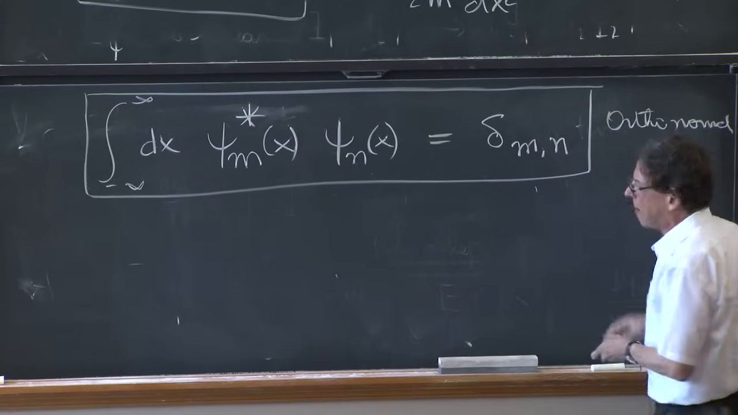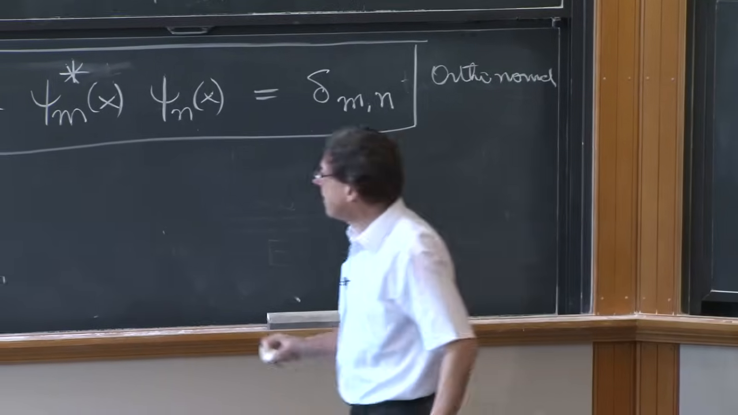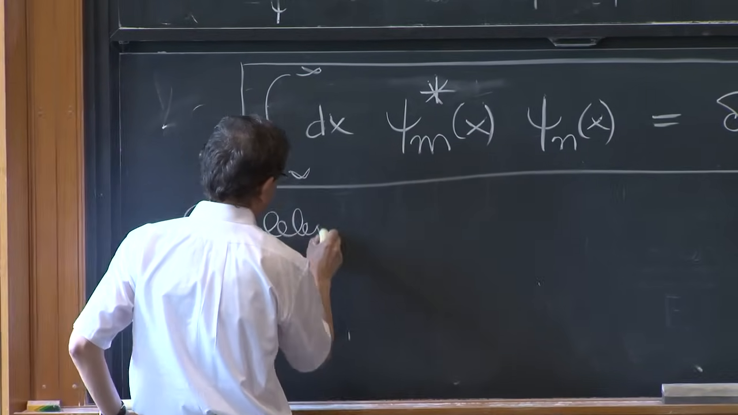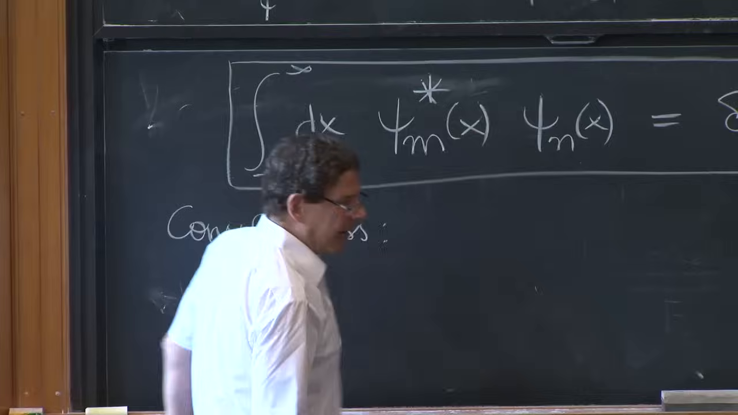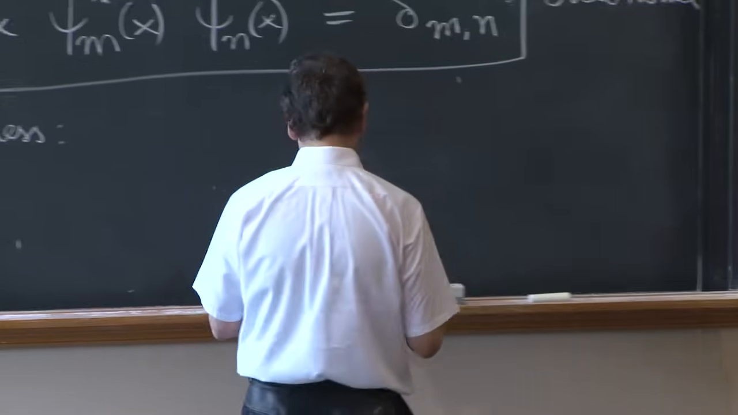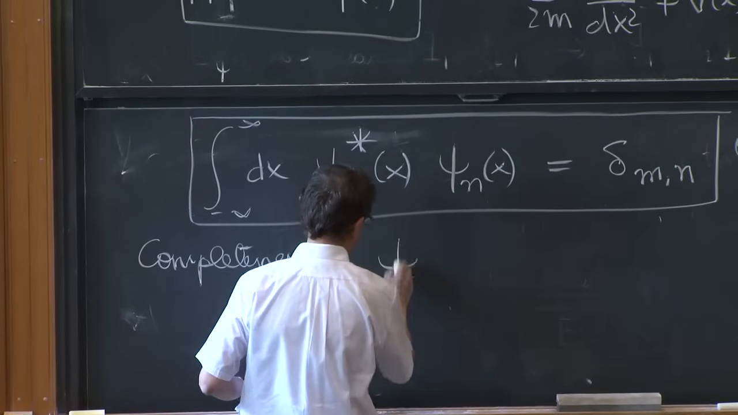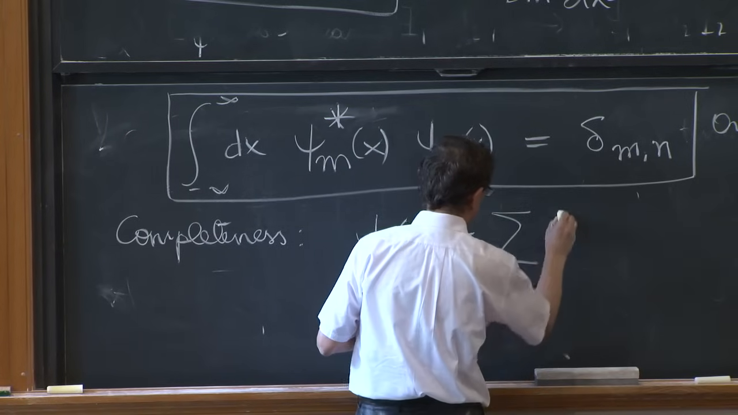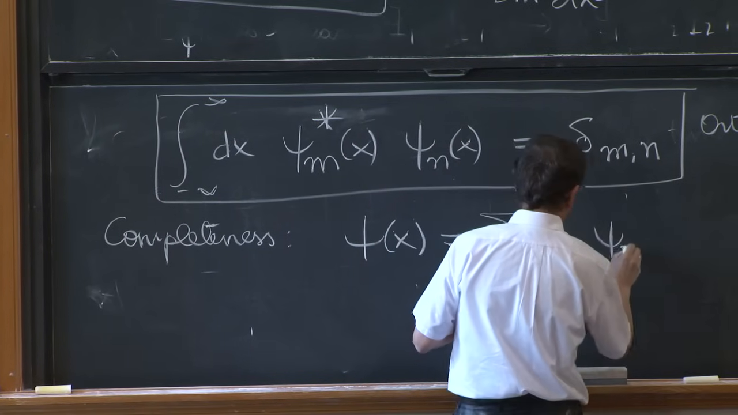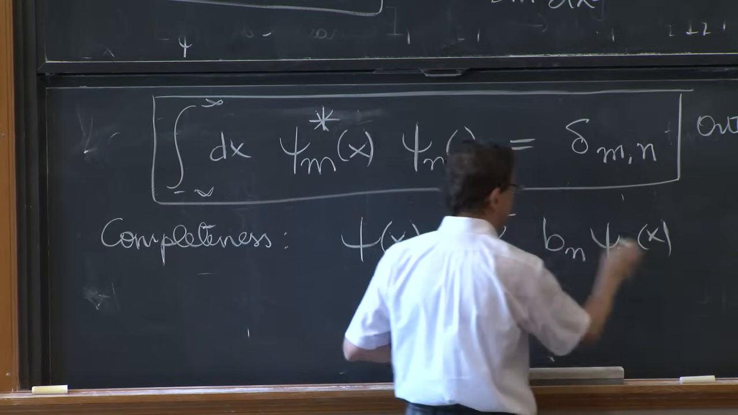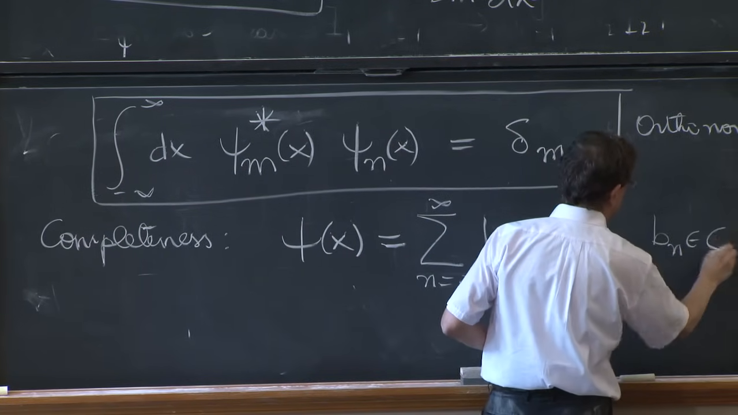So this is orthonormality. There's also completeness, which is to say that any function can be written as a sum of these functions. So I will write it as it is. Psi of x, an arbitrary psi of x, can be written as the sum of Bn psi n of x, n equals 0 to infinity, where the Bn's are complex.